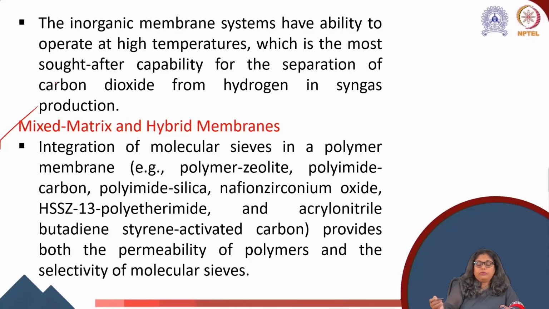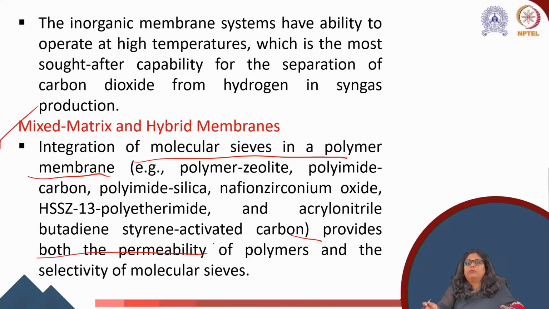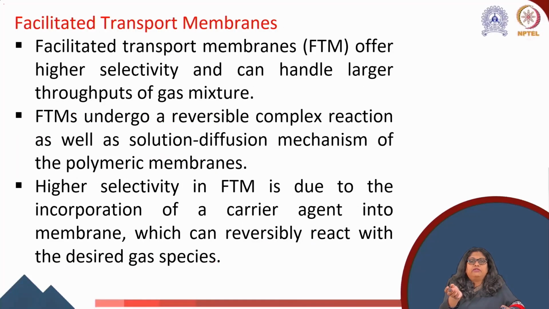Then one more type, we have the mixed matrix and hybrid membrane. Integration of molecular sieve in polymer membrane provides both the permeability of a polymer and the selectivity of the molecular sieve. The another one we have is the facilitated transport membrane. This facilitated transport membrane, which we call FTM, offers higher selectivity and can handle larger throughput of the gas mixture.